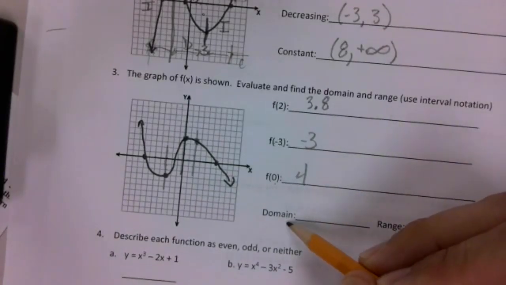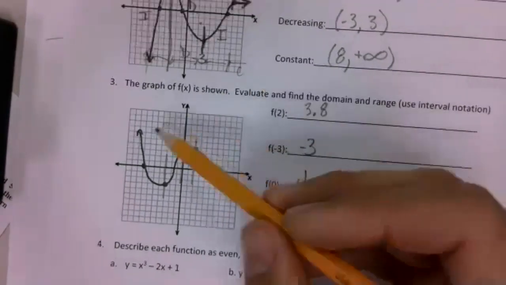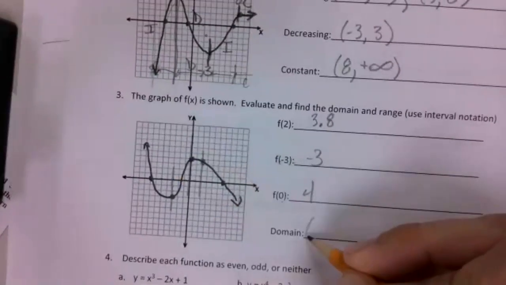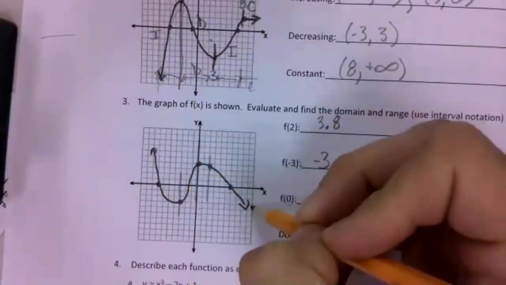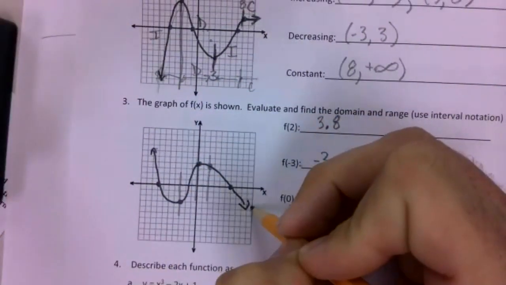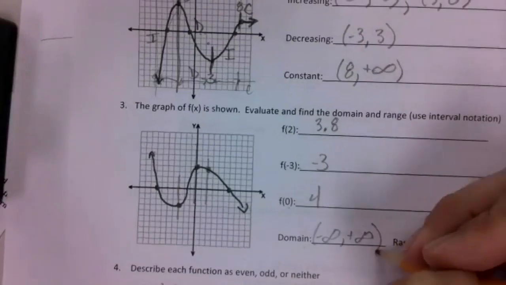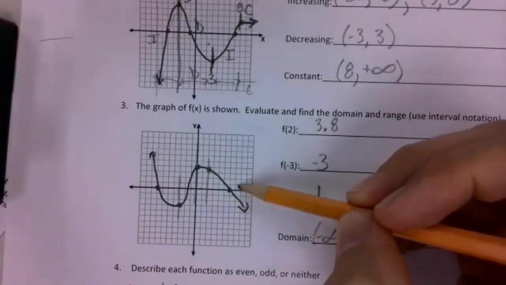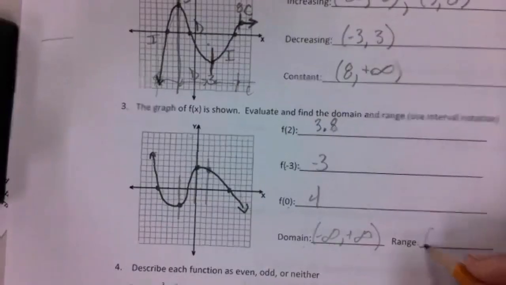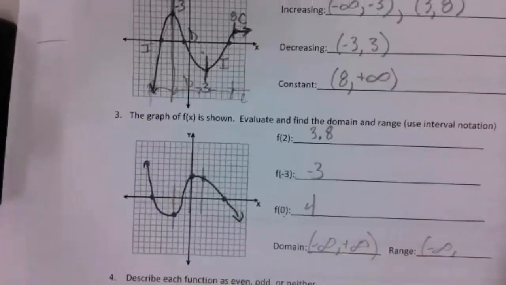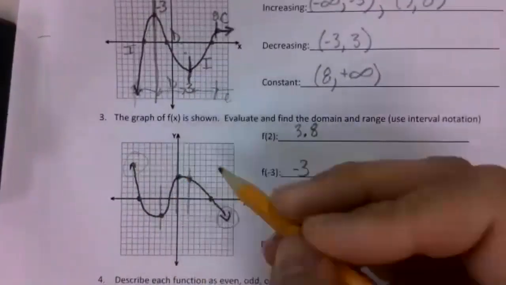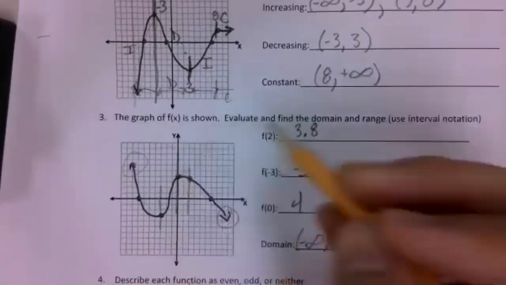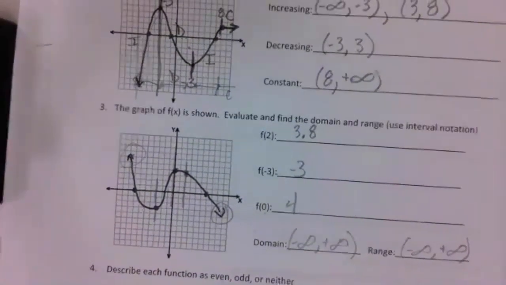By the way, what's my domain here? Negative infinity to positive infinity. Perfect. So it is arrow, continuous arrow, negative infinity, positive infinity. What's my range? Again, negative infinity to positive infinity. Because arrow low, arrow high, I don't care about the turns. Negative infinity, positive infinity.